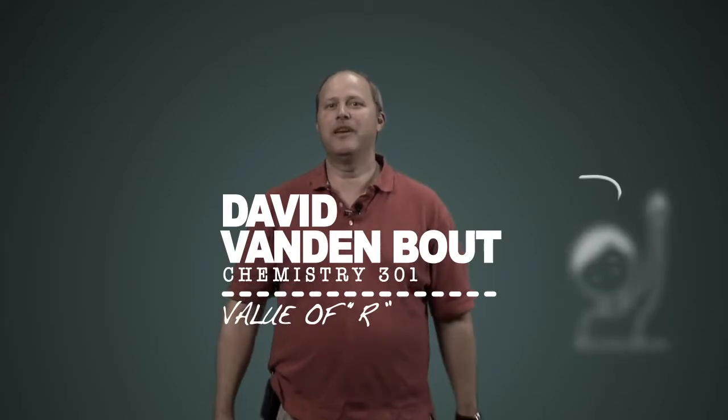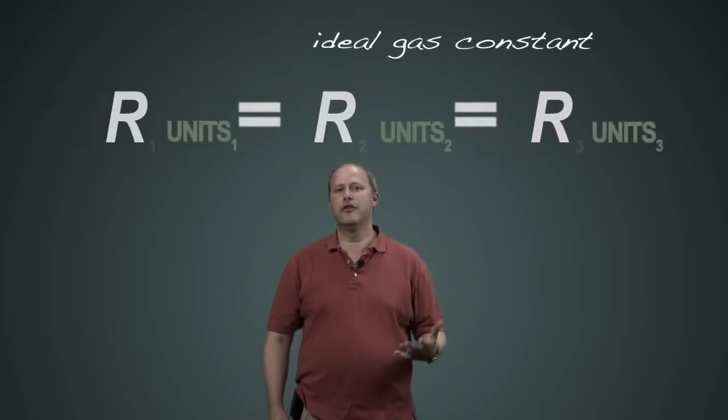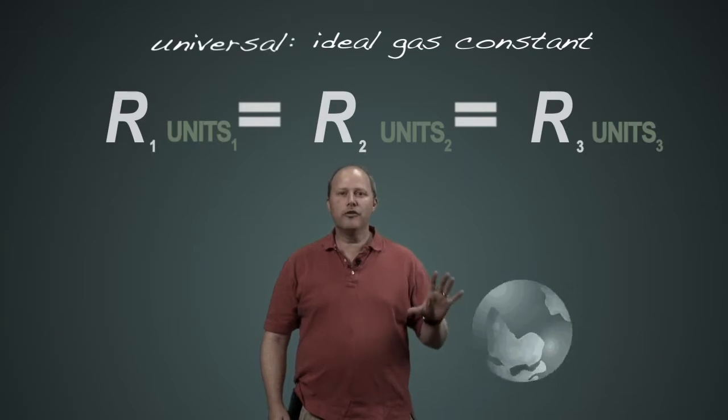So students always ask me, which value of R do I use for this problem? And I say there seem to be many, many different choices. And the answer is there's really only one value for the ideal gas constant, but it has lots of different units. It is a universal constant.